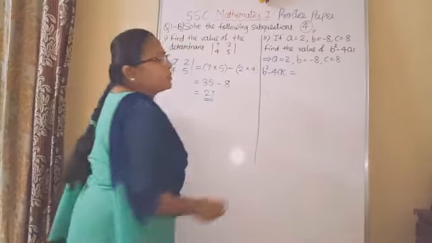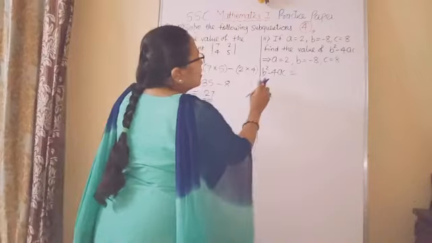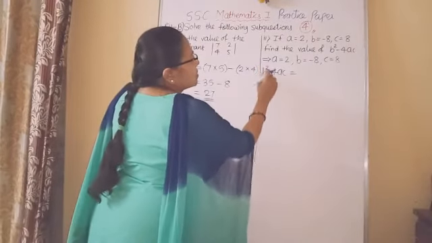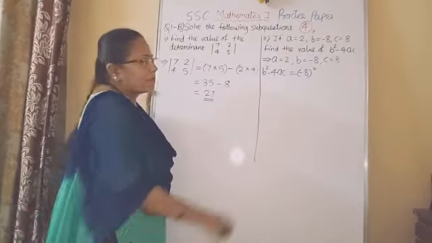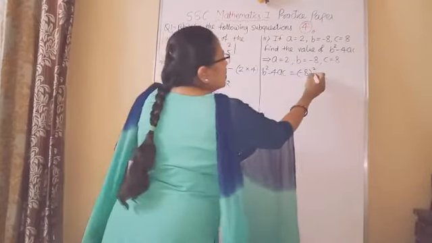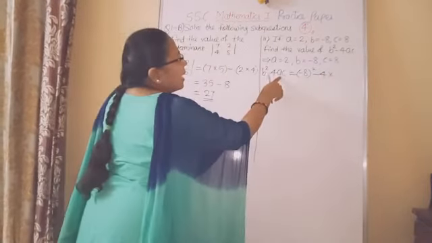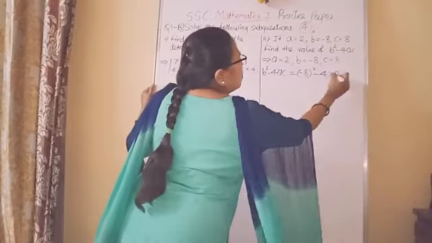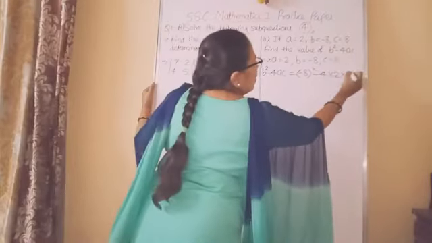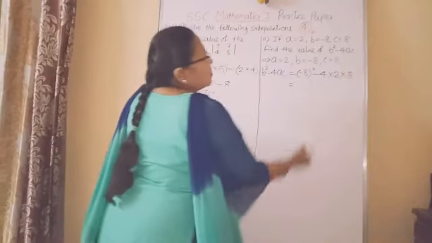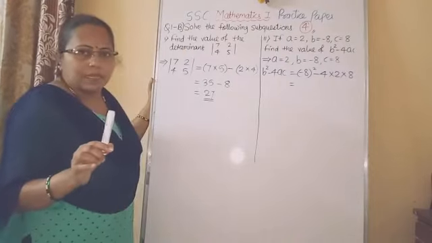Equal to. Now you have to substitute values. B is equal to minus 8, we have to make it square. B square, so minus 8 square. Minus sign 4 multiplied by A, A is equal to 2, multiplied by C, C is equal to 8. So for this first step, half mark is given.